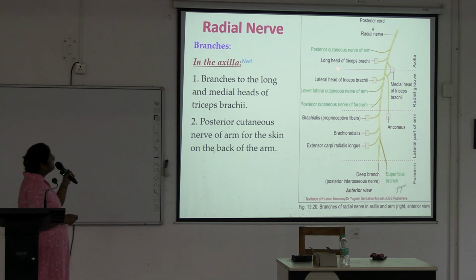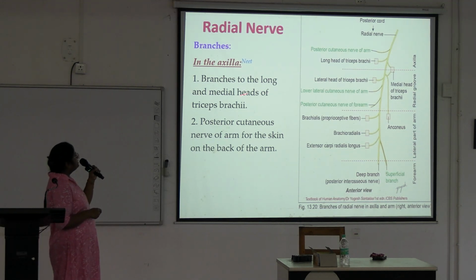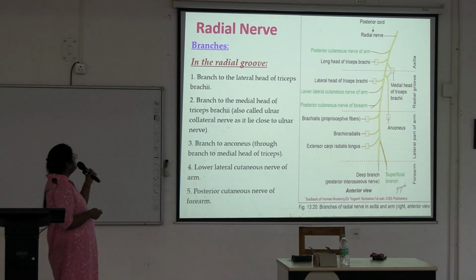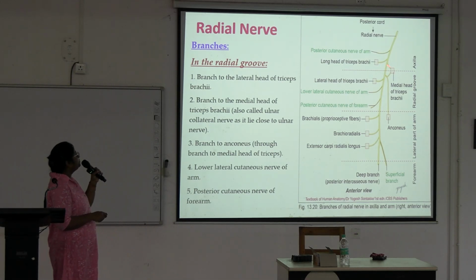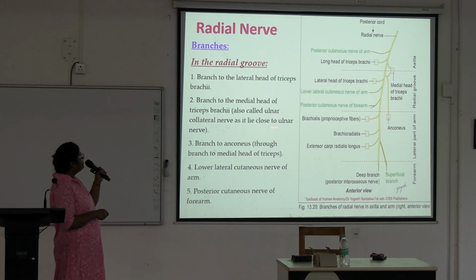So in the axilla, it is giving branches to long head and medial head. Long head, medial head. And posterior cutaneous nerve of arm for skin on the back of the arm. Next is the branch in the radial groove. Here, these are the branches in the radial groove. Branch to lateral head of triceps. Branch to medial head of triceps, also called ulnar collateral nerve.